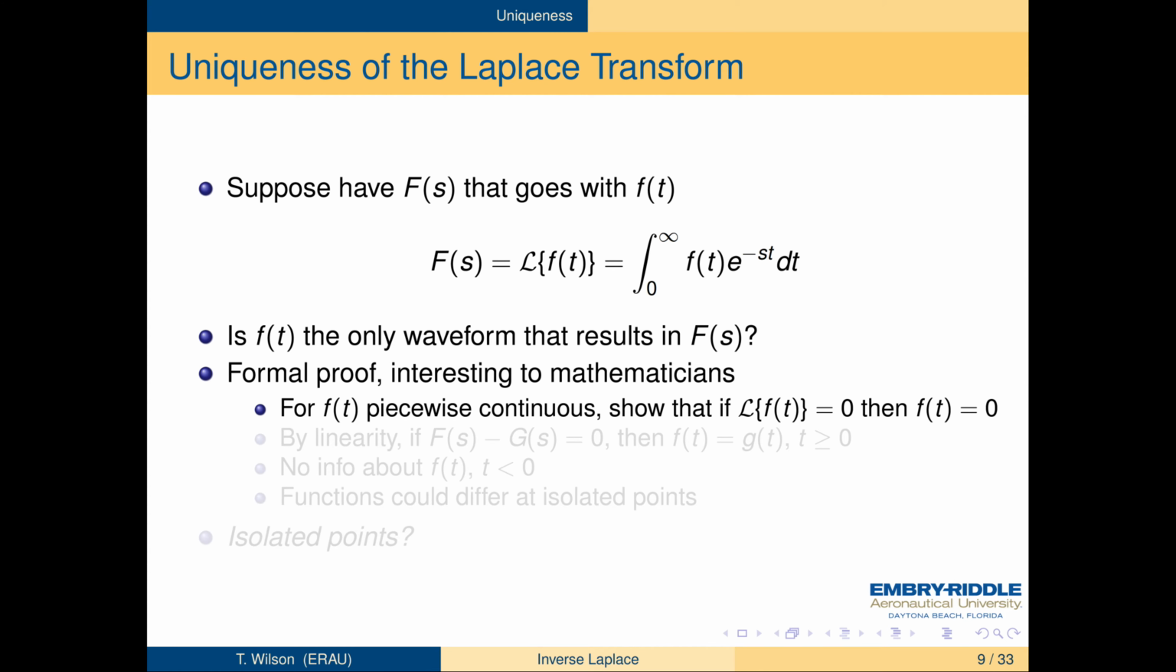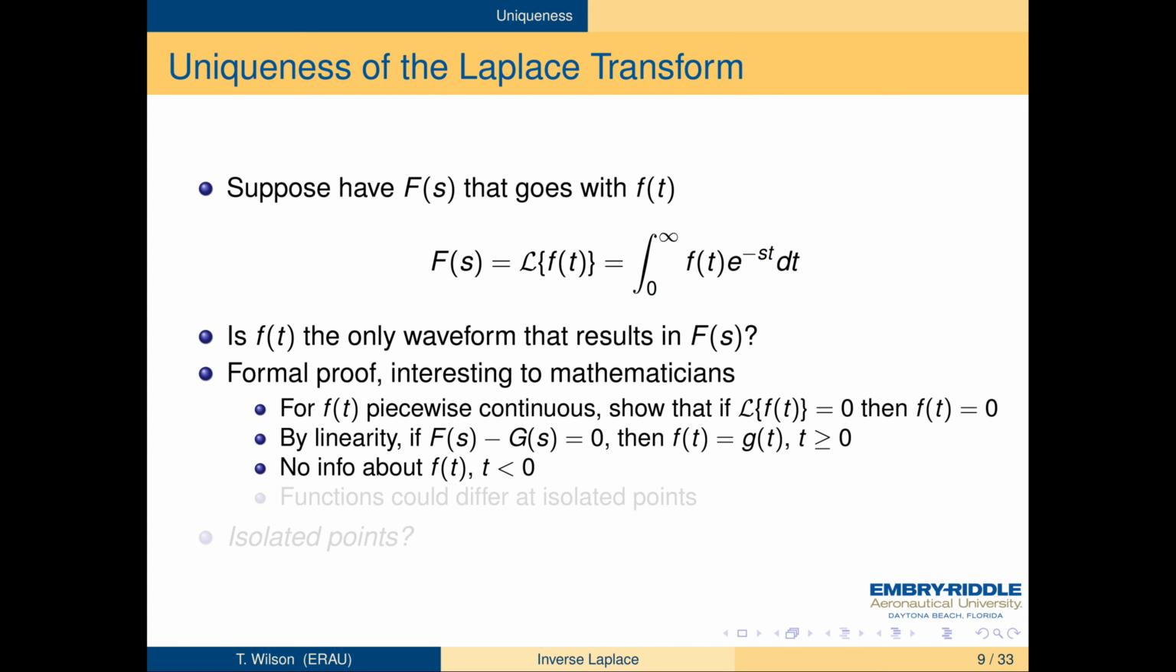The idea is to prove that if the Laplace transform of a piecewise continuous waveform is 0, then the waveform itself had to be 0. That being shown, the uniqueness of the Laplace transform follows from linearity. If the difference between two Laplace transforms is 0, then so too must the difference be between the waveforms from which those Laplace transforms came.